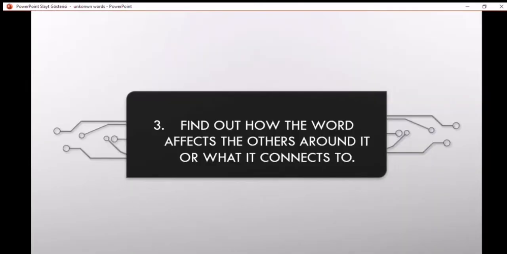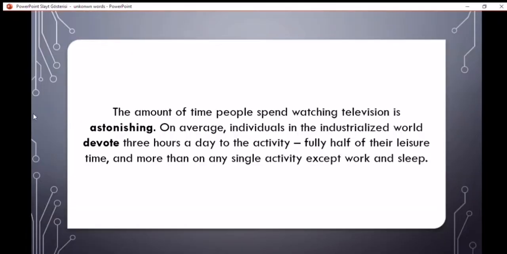Find out how the word affects the others around it or what it connects to. Now, for the first one, astonishing, we find that it's connected to the amount of time people spend watching TV. So we're focusing on the amount here. Yes, as we said, this is an adjective, and it refers to the amount of time.